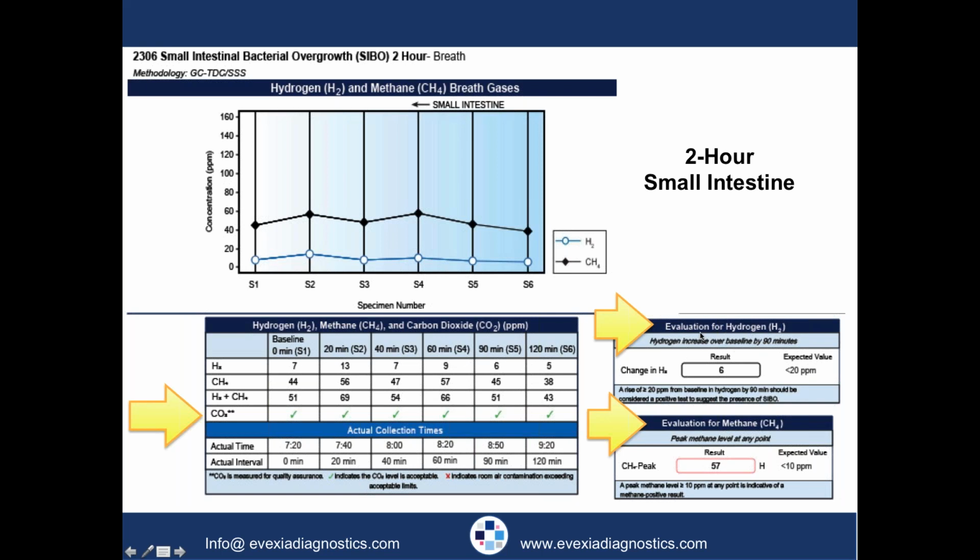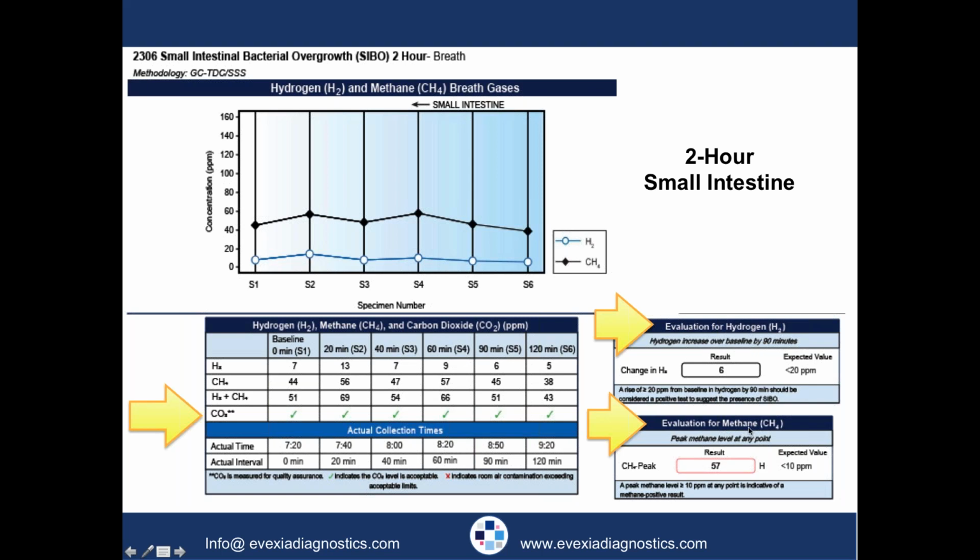Let's talk about evaluation for hydrogen, and we'll read this together here. Hydrogen increased over baseline by 90 minutes. So here's baseline right here. Right, 90 minutes is right here at sample 5, and what this is saying, if there is an increase of greater than 20 parts per million, in this case it's 6, so it's actually normal. But if there's an increase over that 90-minute span of greater than 20 parts per million, that is a positive test for hydrogen.